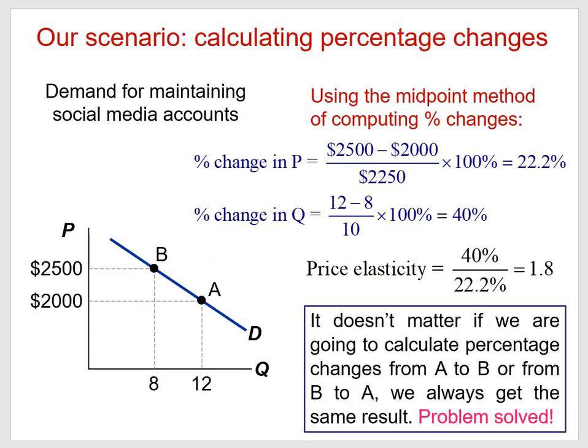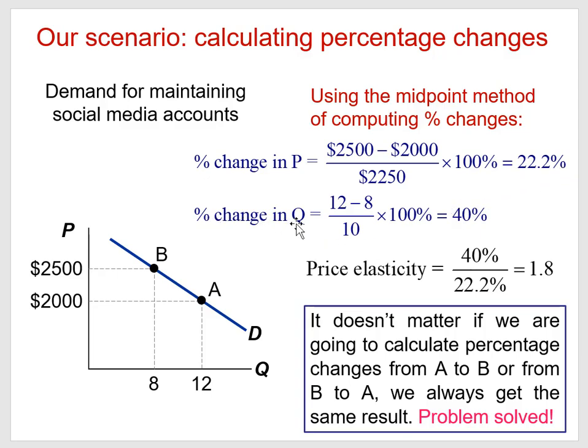So moving on now, we will calculate, using the midpoint method, the price elasticity of demand for the business. So percentage change in price now, given these two prices, 2,500 minus 2,000 divided by 2,250. This value is the average value of these two. Yeah, so it's 2,500 plus 2,000 divided by 2 gives us this average value. Times it by 100% to get the percentage.